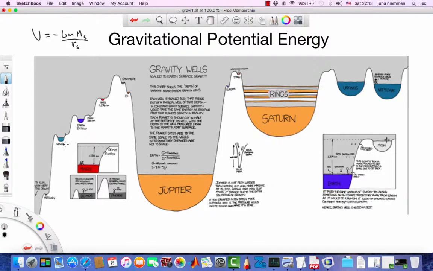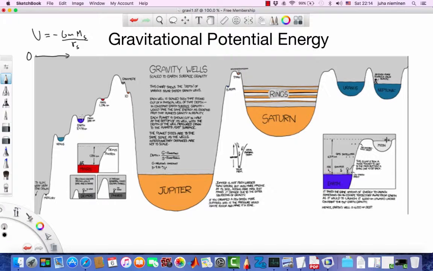So what do we have here? Okay, first of all, this is the zero level of potential energy. So wherever we are down here, we have the negative energies provided by this expression. And what you see here now are different planets. From the left, you have Venus, Earth, Mars, Jupiter, Saturn, Uranus, Neptune. So how do you read this graph?